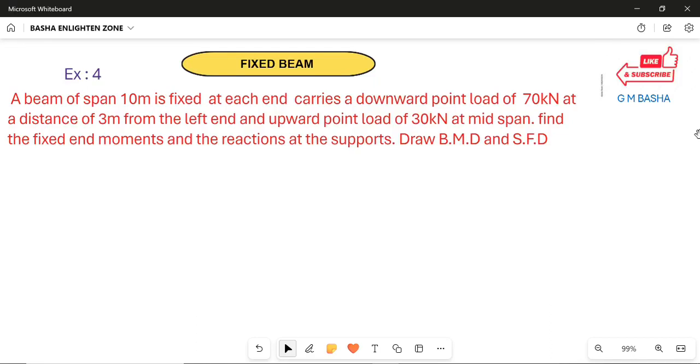In this lecture, I would like to explain another example based on the fixed beam. Already I explained recently another example, that is example 3 in the fixed beam. So this is a little bit different. See here what is the given data.